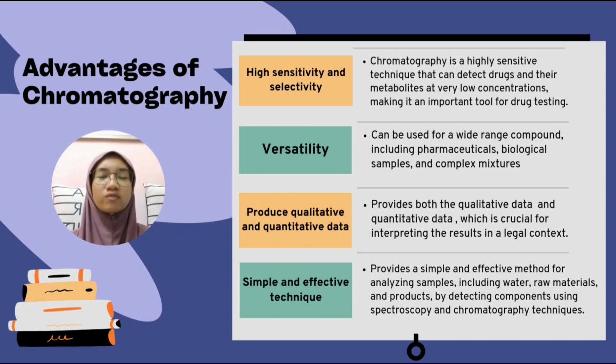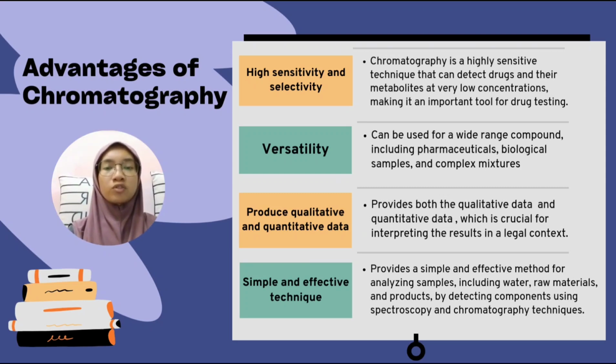The second one is versatility. Chromatography can be used for a wide range of compounds, including pharmaceuticals, biological samples, and complex mixtures. This versatility is crucial in drug testing, where various substances can be identified and quantified.